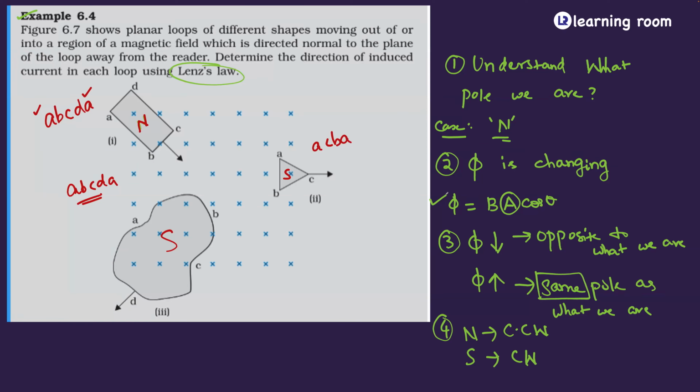So the third step is, if the flux is decreasing, then what should happen? The pole that is getting generated in this coil should be the opposite pole of what we are. If the flux is increasing, then it should generate the same pole as what we are. And the last step is, if the North Pole is getting generated here, then what should be the direction of current? It should be anti-clockwise. And if it is going to be South Pole, it should be in the direction of clockwise, right?